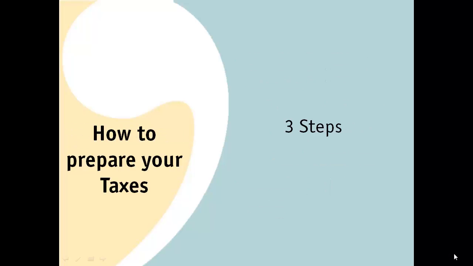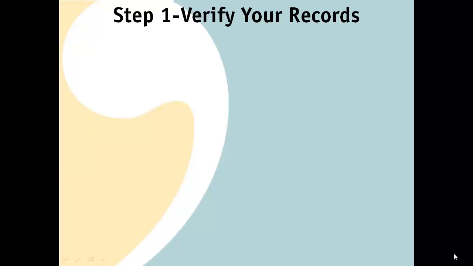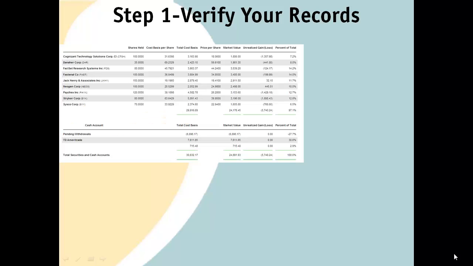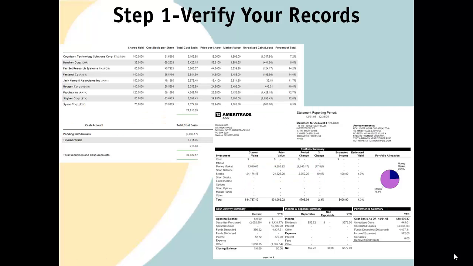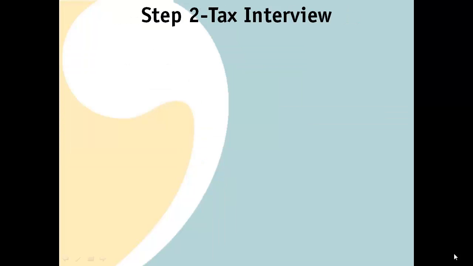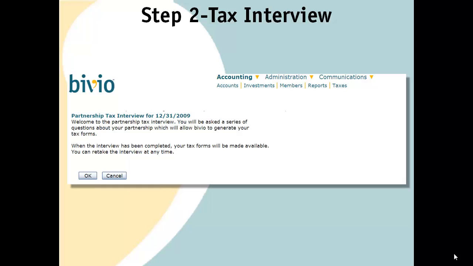The good news is there are really only 3 steps to doing your taxes. The first step involves comparing your bivio records with your brokerage records to make sure your bivio records are accurate. You will do an audit and do a final check of your records with 1099 forms that you receive from your brokerage. Once you know your records are accurate, you'll complete a tax interview.